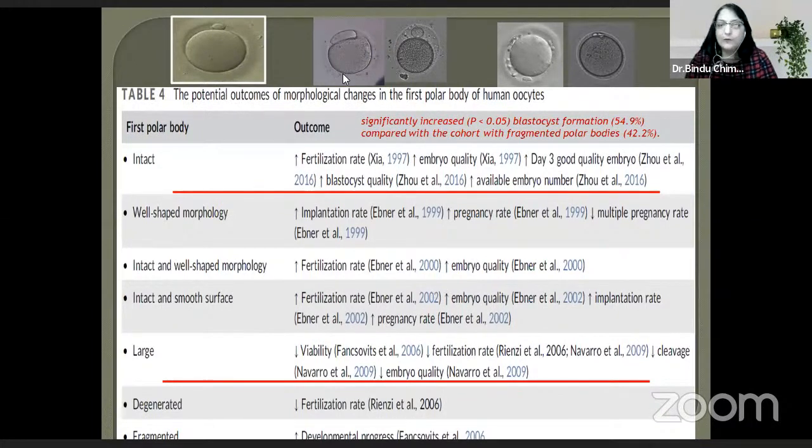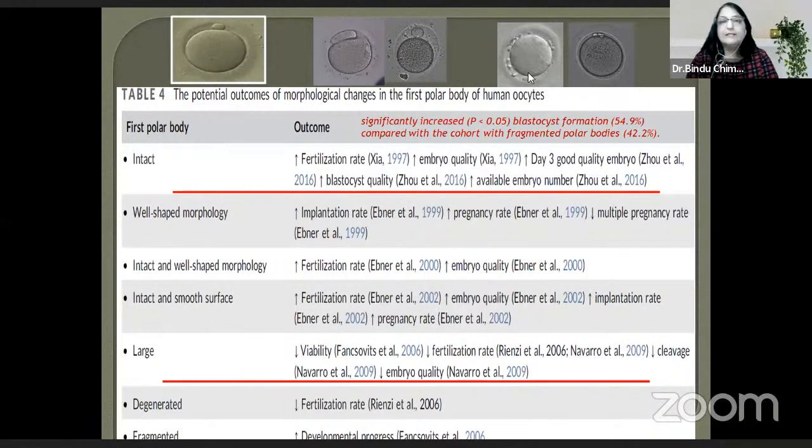But then if the polar body is giant, so an intact polar body increases fertilization rate, embryo quality and blastocyst quality as well as the available embryo number. It also increases the implantation rates and pregnancy rates, and if it is a large polar body, then there is decreased viability, decreased fertilization rate, decreased cleavage and embryo quality, and so on. So the blastocyst formation rate, and it may also lead to degeneration of the oocyte.